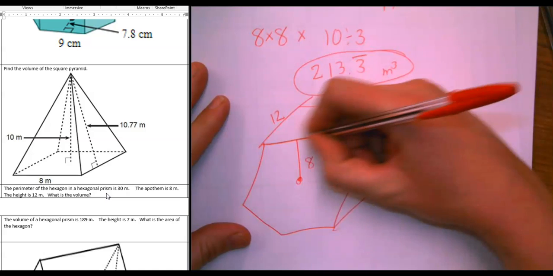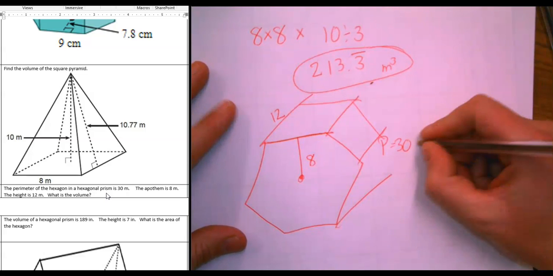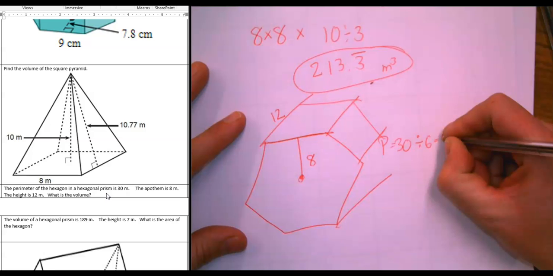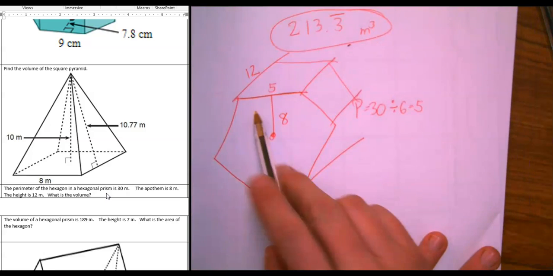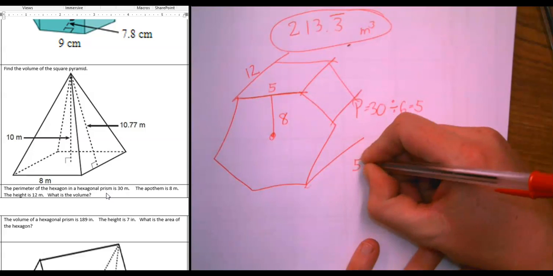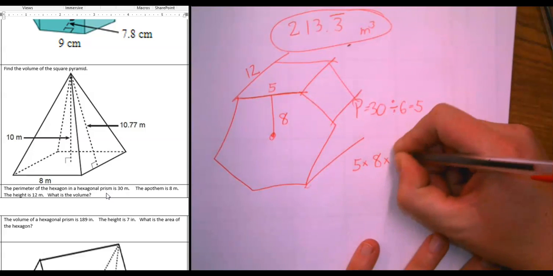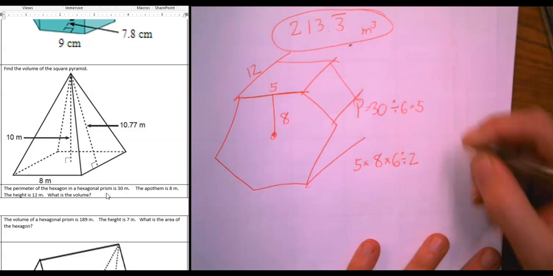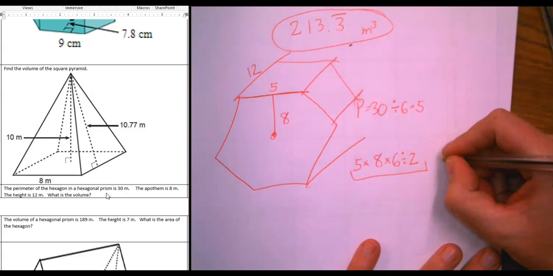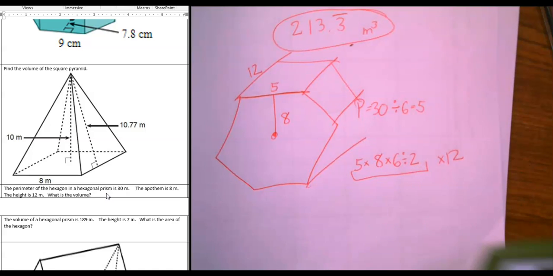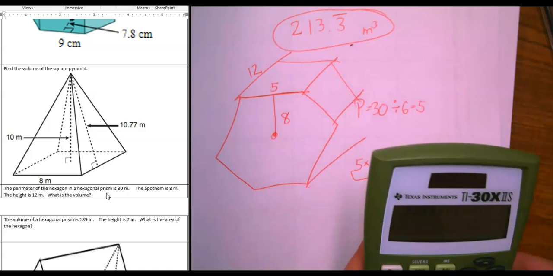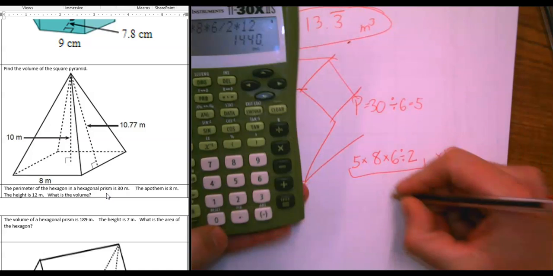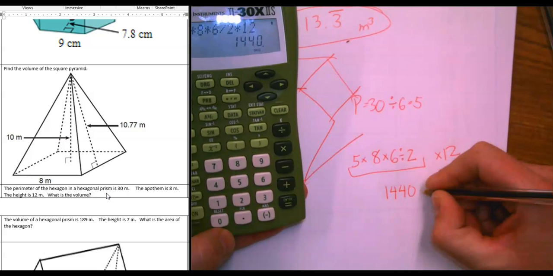I don't know what the side length is, but I know that there's 6 sides, so 30 divided by 6 tells me the side length is 5. So now I have everything I need. So then I could say side length times the apothem times the number of sides divided by 2. That's my area times my height of 12. 5 times 8 times 6 divided by 2 times 12 is 1,440, and that would be meters cubed.